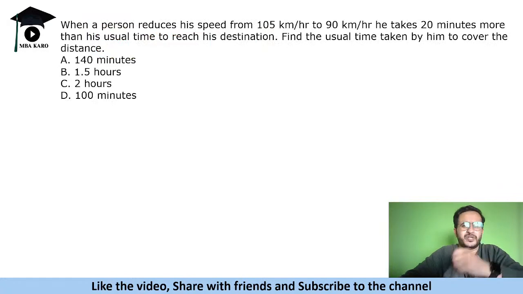So here's the first question. This is a kind of question that you encounter in several examinations: a person reducing speed or increasing speed, and what happens to the time duration. It says that when a person reduces his speed from 105 kilometers per hour to 90 kilometers per hour, he takes 20 more minutes than his usual time to reach his destination. Find the usual time taken by him to cover the distance.